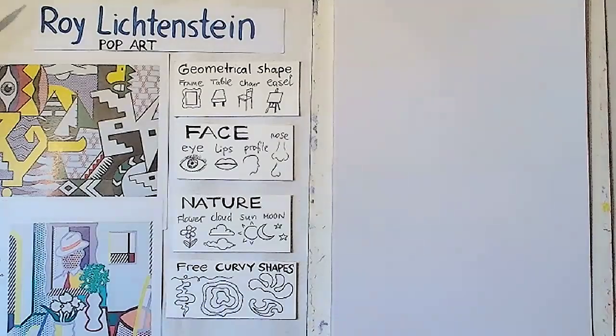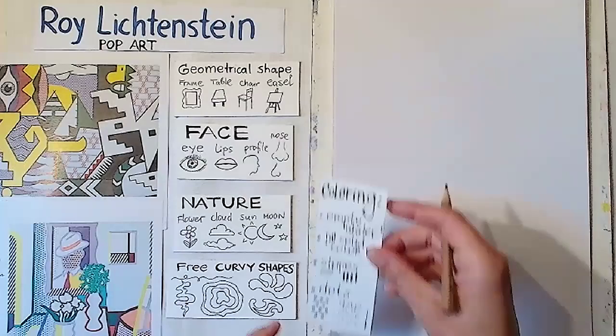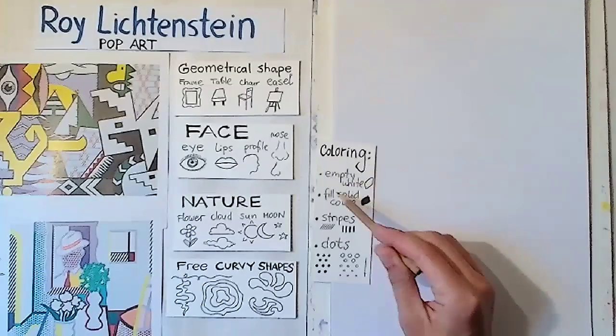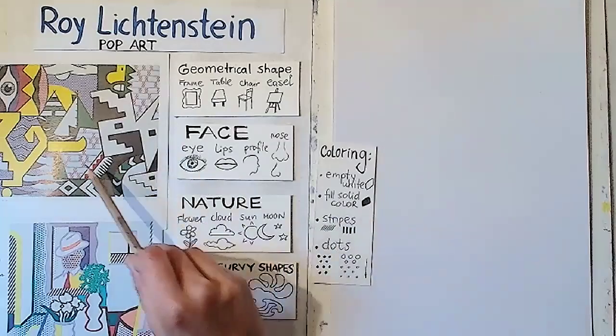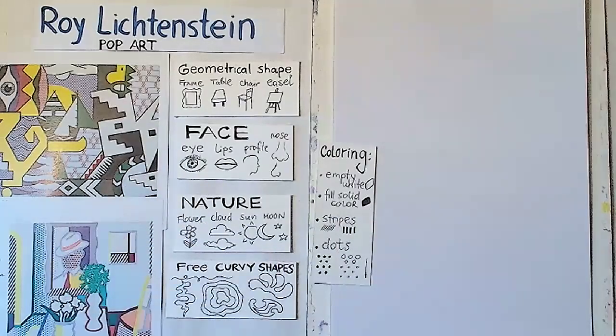Still, this kind of style is a bit flat, a bit like a poster. So we don't really worry about lights and shadows. But in the end, we will also be using the technique of coloring. So we're going to have some empty spaces. We're going to have some solid color. And then, of course, stripes and dots, to make it similar.